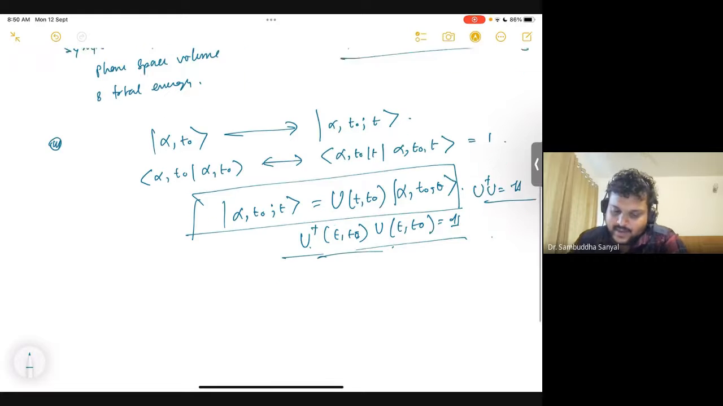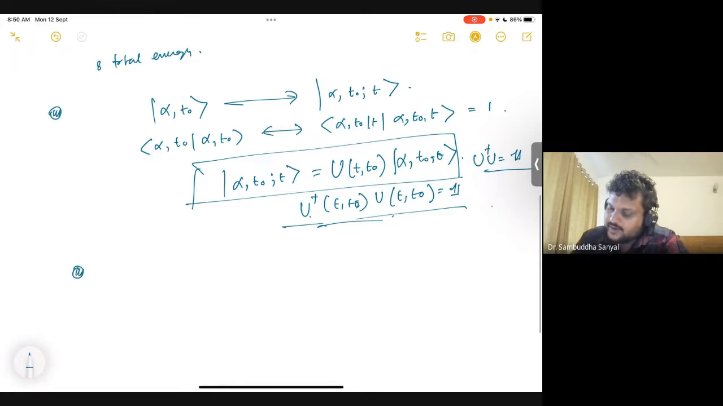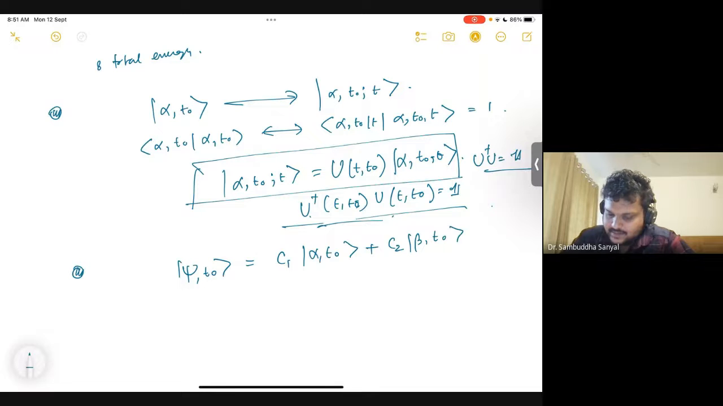Okay. And we also want it very naturally to be an evaluation of probability amplitude. So it has to be an equation that connects probability amplitude. And why is that? Because let's say I have some state psi. I can also use the notation alpha, but let's use psi. That psi(t0) is equal to some c1 alpha(t0) plus c2 beta(t0).